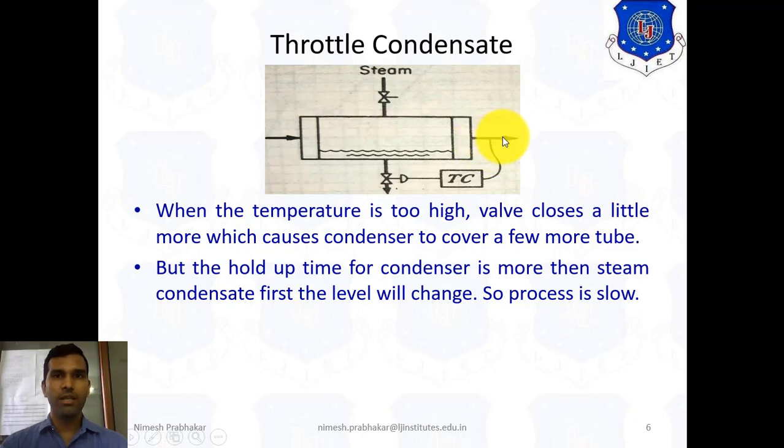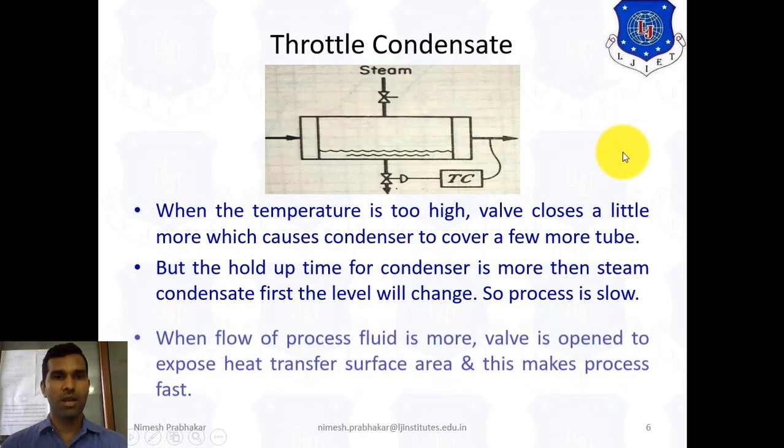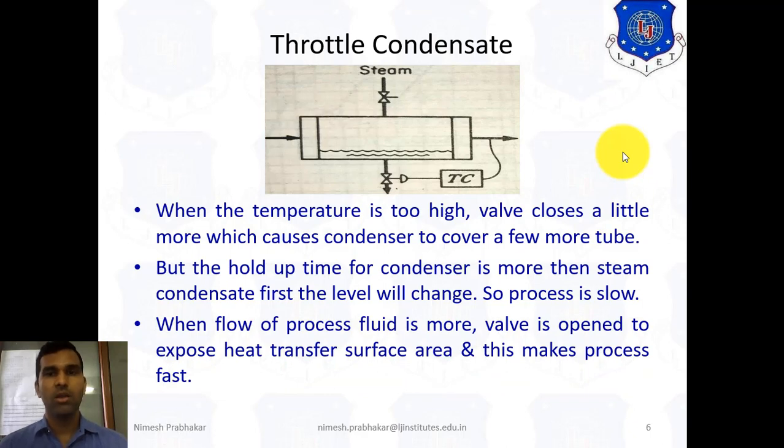And when we want to increase the temperature of the outlet fluid, at that time we open this valve for more time. So steam flows for more time surrounding this fluid, and at that time we get a high outlet temperature. So by opening and closing this valve we can regulate the temperature of the fluid. This is the throttle condensate method. When the flow of process fluid is more, the valve is opened to expose the heat transfer surface area, and this makes the process fast. That means when the flow of this fluid is more, we get a high temperature. So this is the second method.